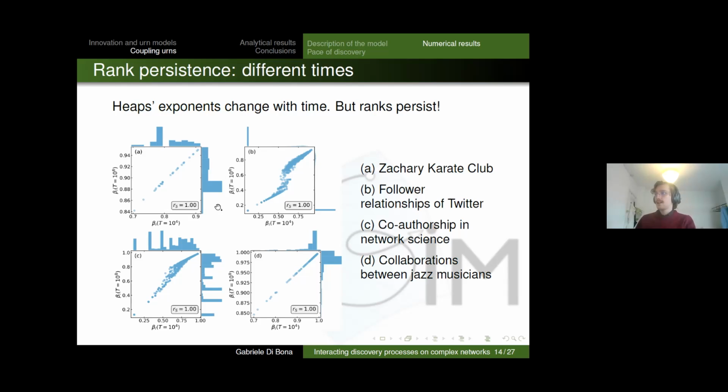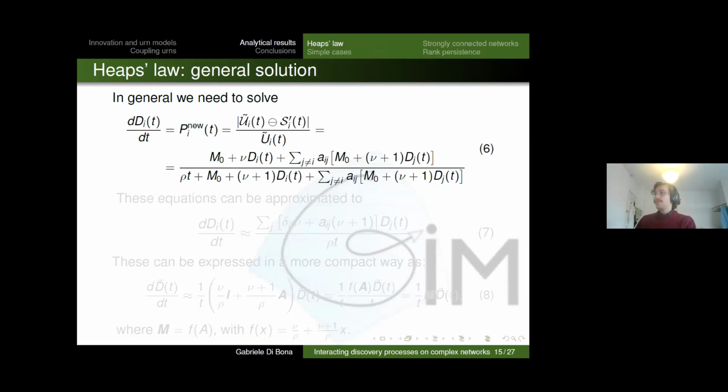The first one is Karate Club, and the other 3 are different and much bigger networks, directed and undirected, it doesn't matter. But if we rank them from the first one to the last one, the correlation between the ranks is 1 in all cases. So there must be something behind this that comes from the structure. Now we move on to the analytical part, this last part.